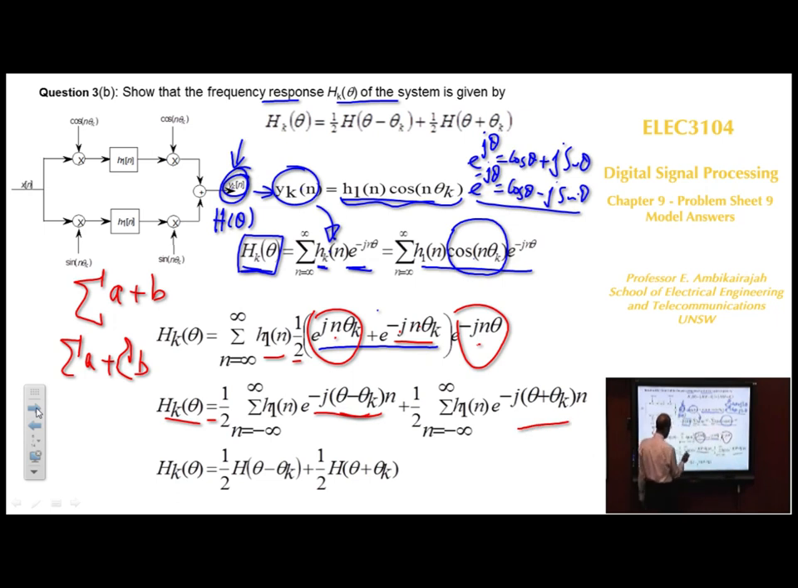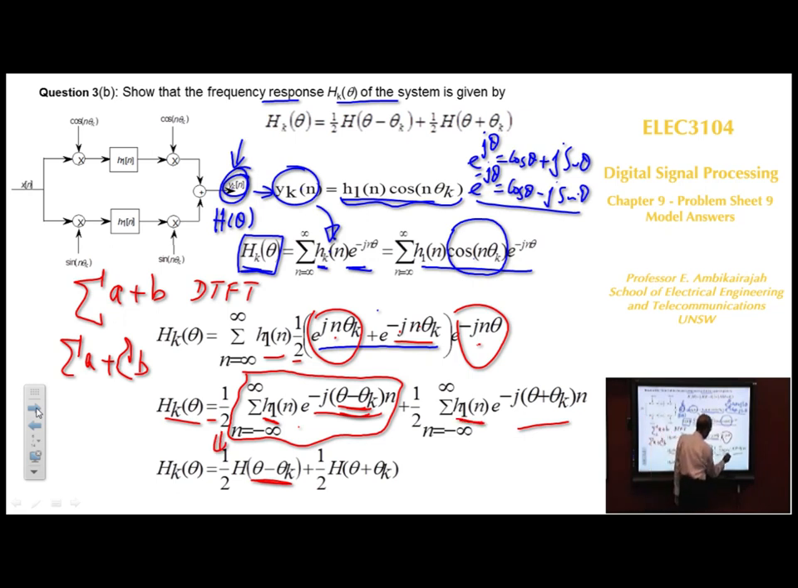Now if you go back and look at your definition of discrete time Fourier transform, this is equal to h, whatever shift here, which is h theta minus theta k, and the half will be there. This is equal to h theta plus theta k, that's there, and the half will be there. That's all the proof is.